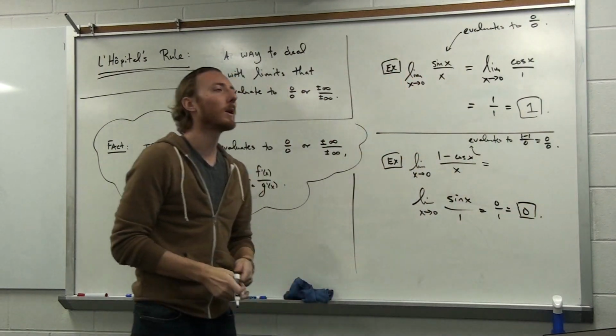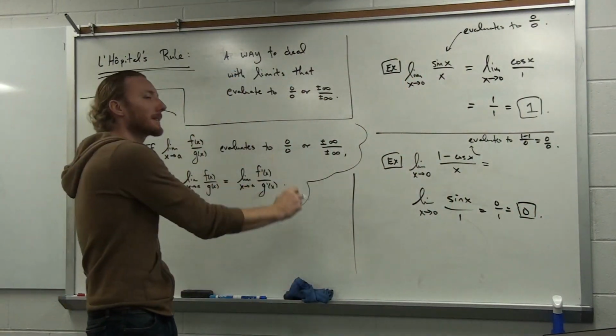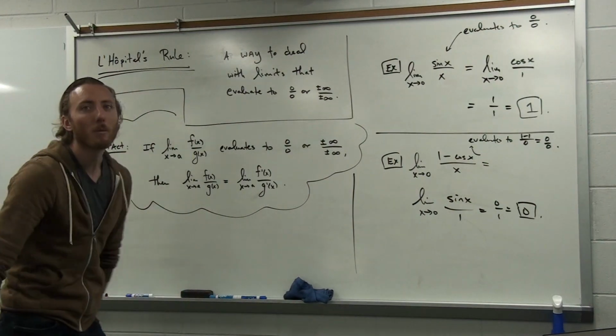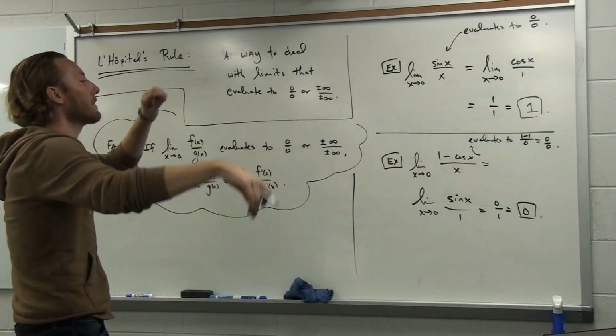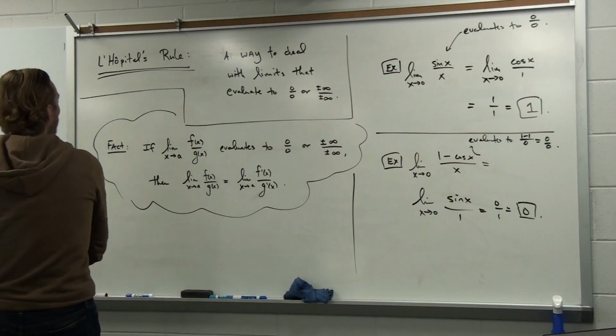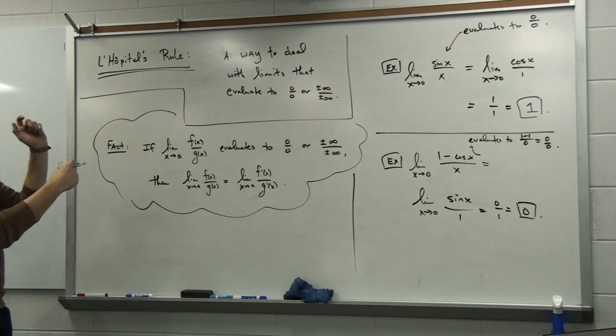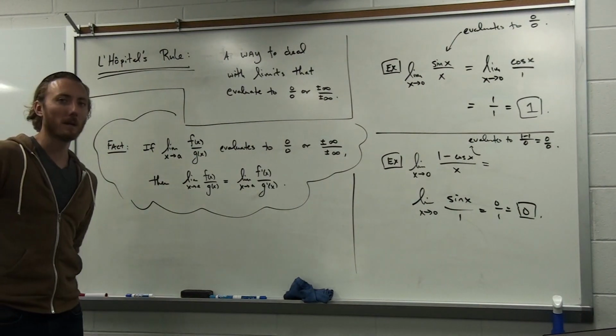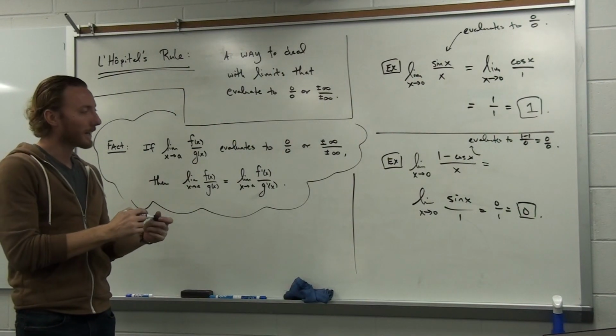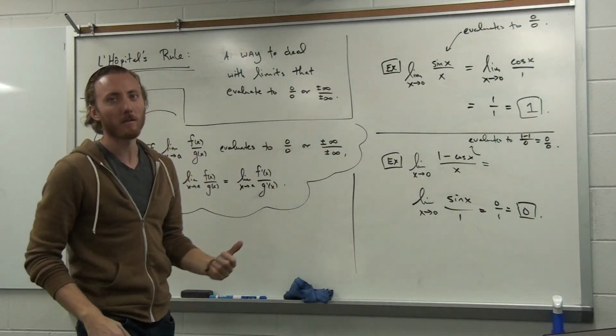At the end of test 1, at the start of test 2, we evaluated this limit as well. And in order to do this limit, we plugged in values like x equals 0.1 and 0.01 and 0.001, and x equals negative 0.1 and negative 0.01 and negative 0.001. And L'Hopital's rule, again, cuts through this problem with a knife.